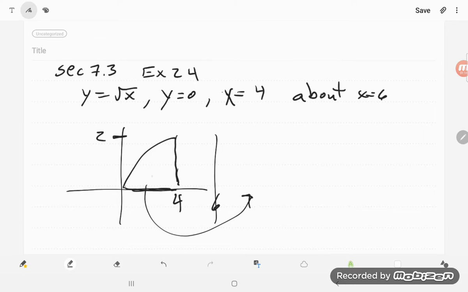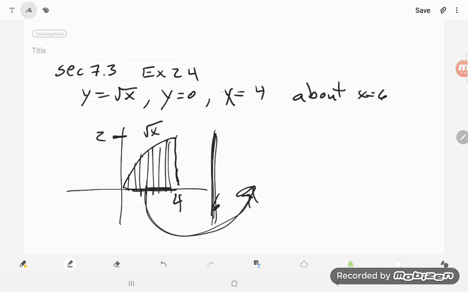Now, if we were to use the disk method, we would have an outside measure and an inside measure. But with the shell method, we're going to cut it up parallel to this line, x equals 6. And so when I do that, we get nice regions. And when we come across here, again, I just need the height. Well, the height, that's pretty easy. That's the square root of x.